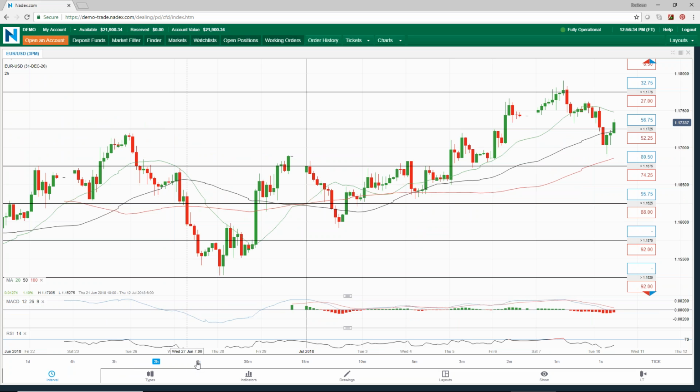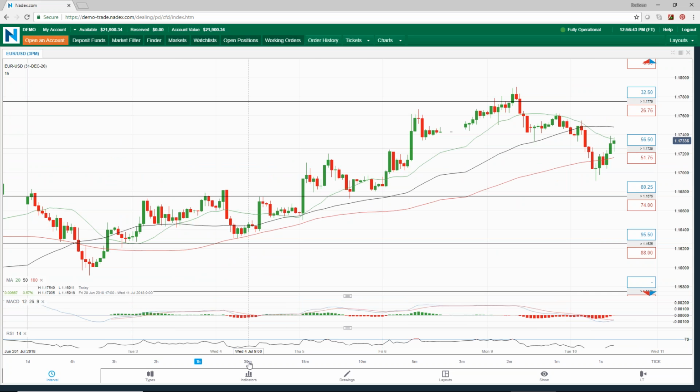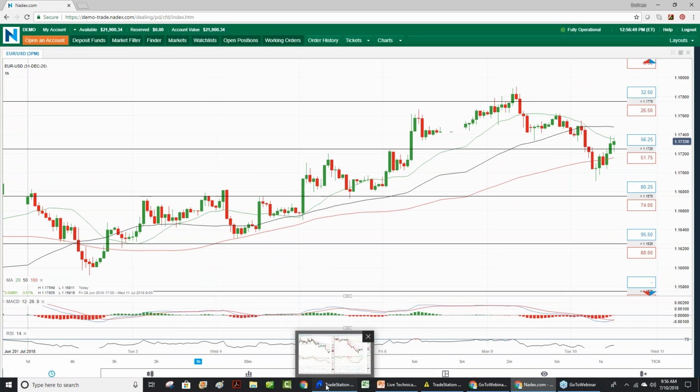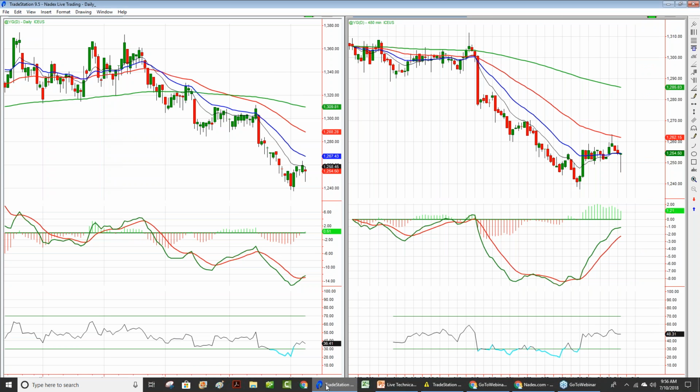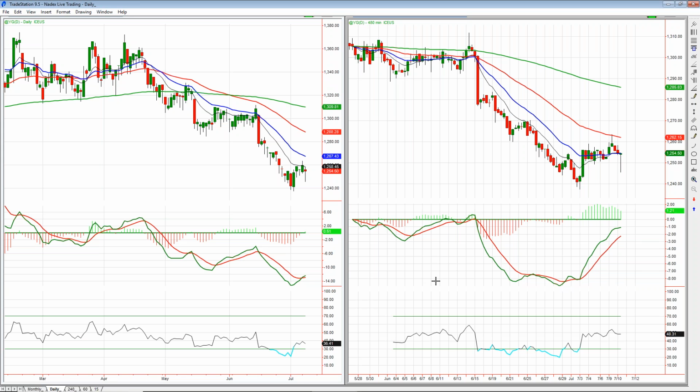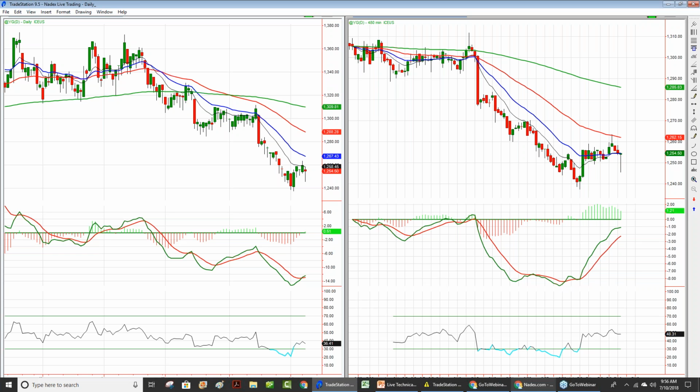But here, doing it by yourself, you can just click through the 2-hour, start to look for your setups. Nice setup there, bullish candle in that zone. Go down to the 1-hour, and so forth. So you got some great charts there to utilize with Nadex, and it doesn't cost you anything.